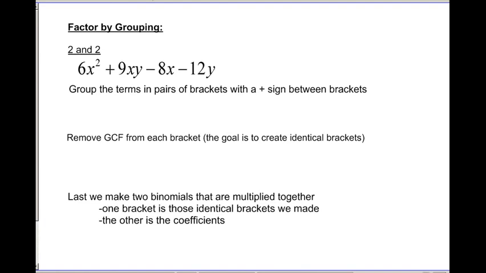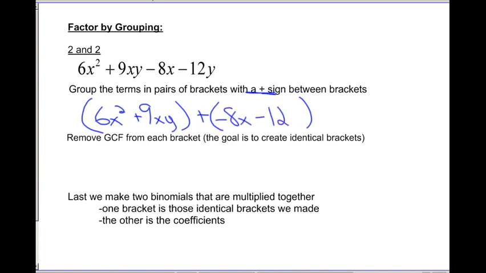And grouping just means putting terms in pairs. So when you see 4 terms, you're going to group them in pairs of brackets with a plus sign between those pairs of brackets. So here we go. I'm going to make my brackets. I'm going to put my first 2 terms over here. My next 2 terms, I'm going to keep that negative with the 8x. Next 2 terms go in the last set of brackets. Nothing has changed here in terms of the meaning. I've just put a couple of extra brackets in there.